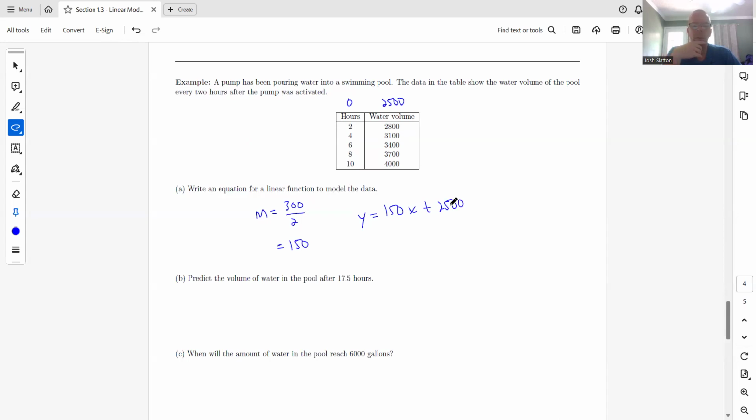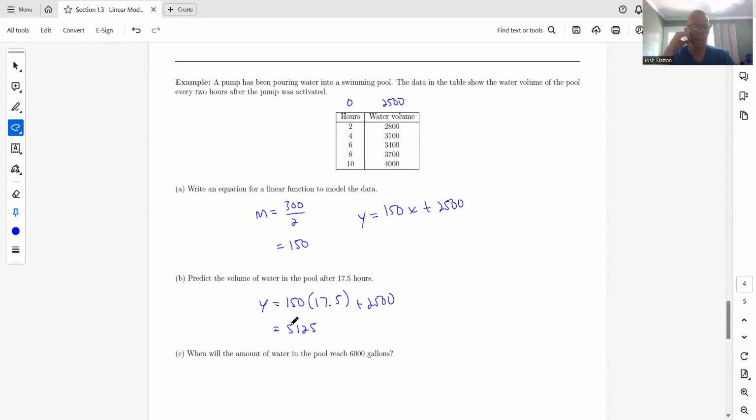All right, so predict the volume of water after 17.5 hours. So we're just going to plug in 17.5. So 50 times 17.5 plus 2,500, and we get 5,125.